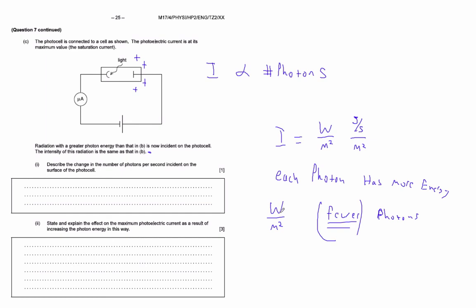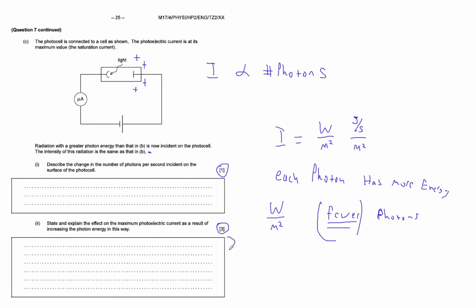So there'd be fewer photons. The joules are the same, but each photon has more energy, so you need fewer of them. So the number of photons per second would be fewer. What would happen to the current? Well, since every photon ejects an electron, and since the current is made out of electrons, and you have fewer electrons, what does that do?